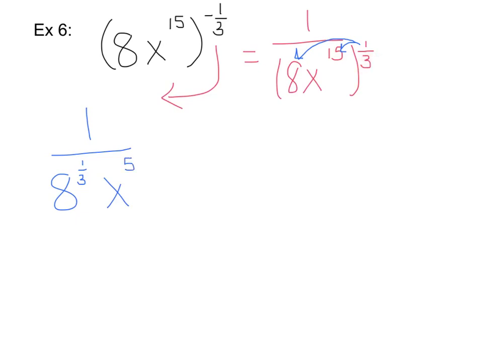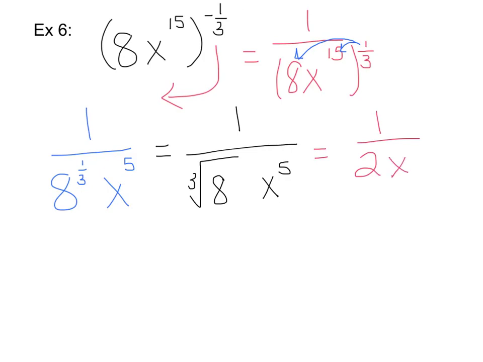Last step, keep simplifying. So 8 to the 1/3 is the cube root of 8. The cube root of 8, if you just pick up your calculator, is a nice number of 2, so your final answer is 1 over 2, x to the 5th.